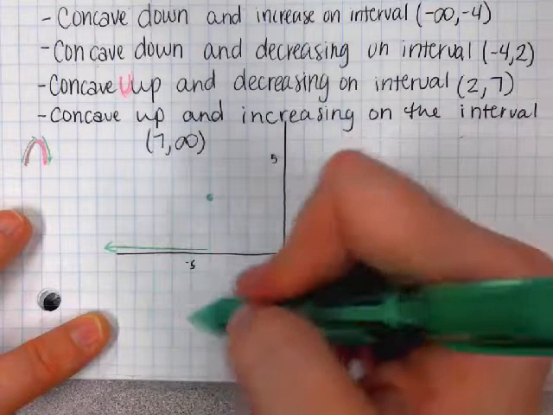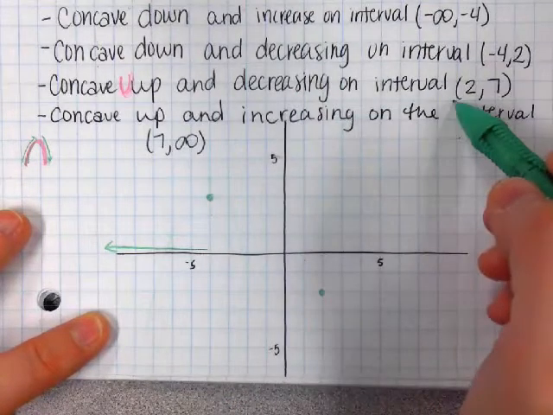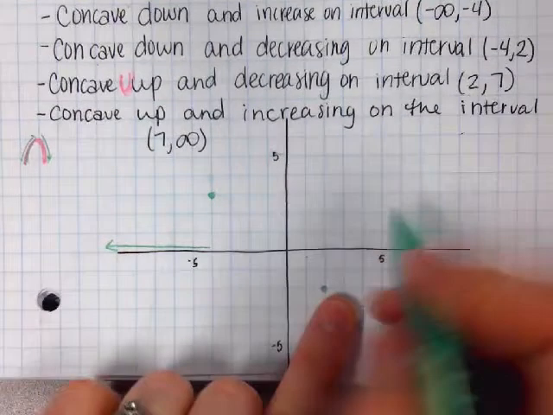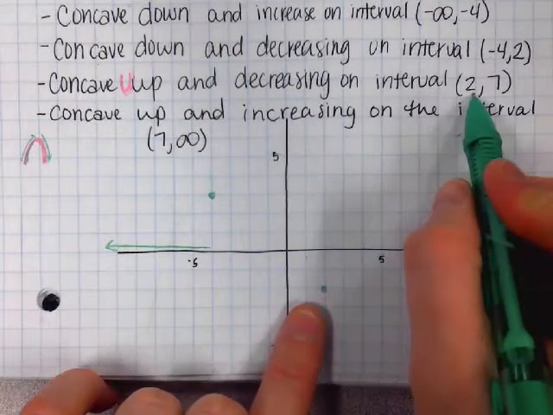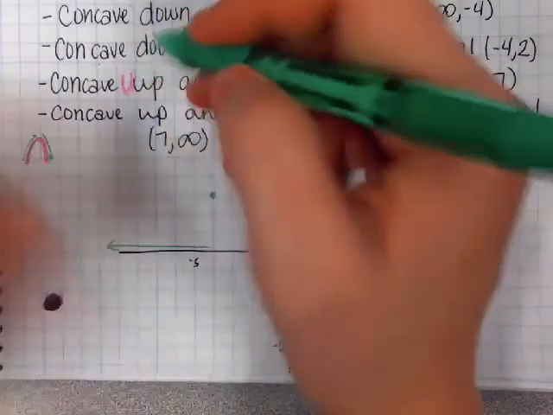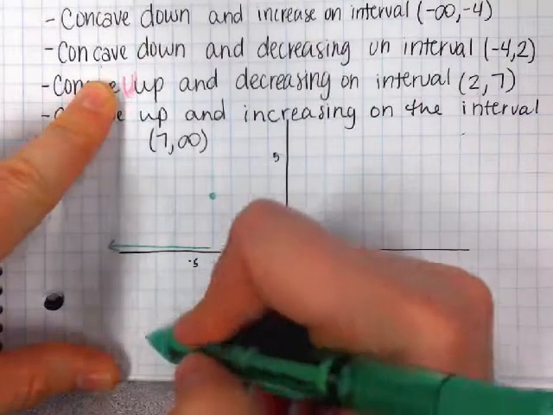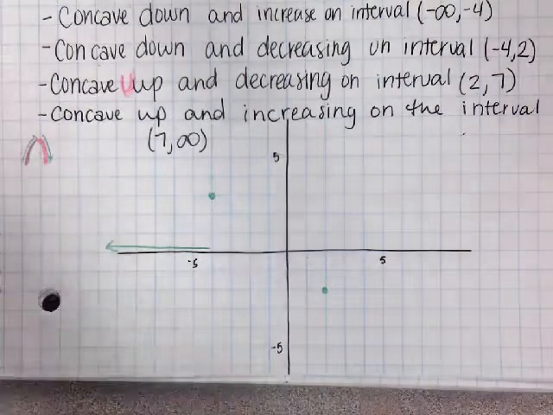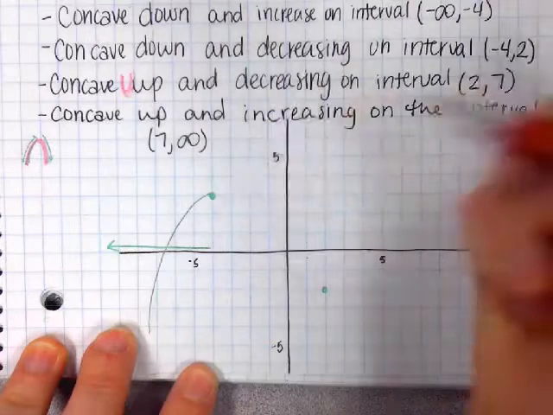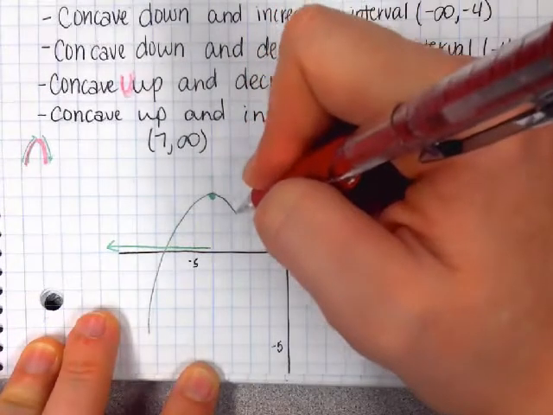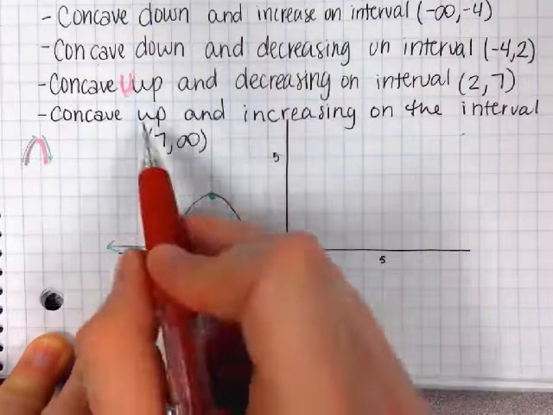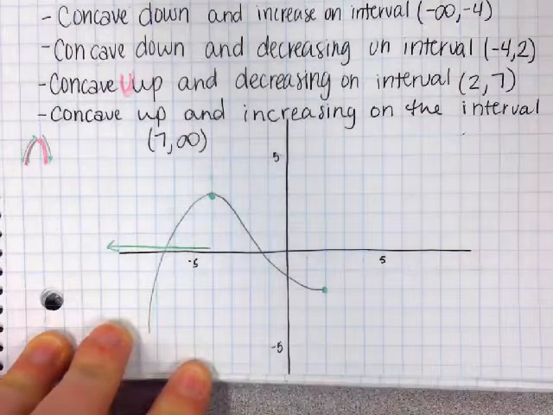And then it says concave up and decreasing on the interval 2 to 7. So 7 is right here, and it needs to be concave up, decreasing. So I'm going to go ahead and just draw the general idea so far. So concave down, increasing, concave down, decreasing. Then it says concave up and decreasing.